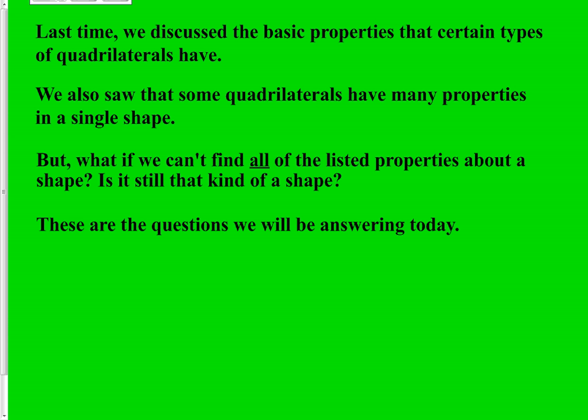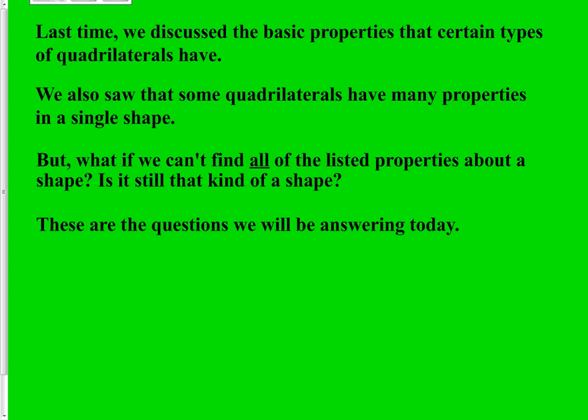Okay, as we looked at last time, we were discussing the basic properties that certain types of quadrilaterals have. And we saw that there were a lot of different properties: side lengths being parallel or not, side lengths being congruent or not, diagonals being congruent, diagonals being perpendicular, stuff like that. But some of these shapes had several properties going on at once, particularly the parallelograms.